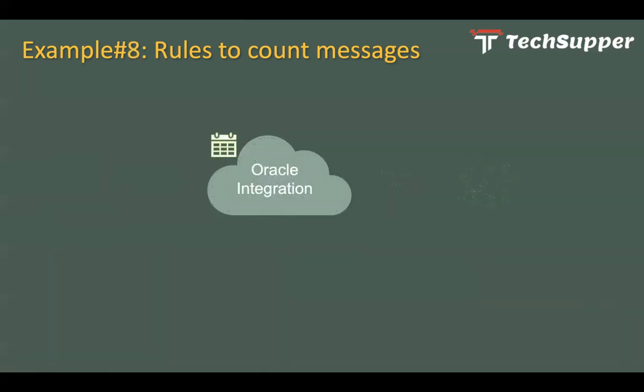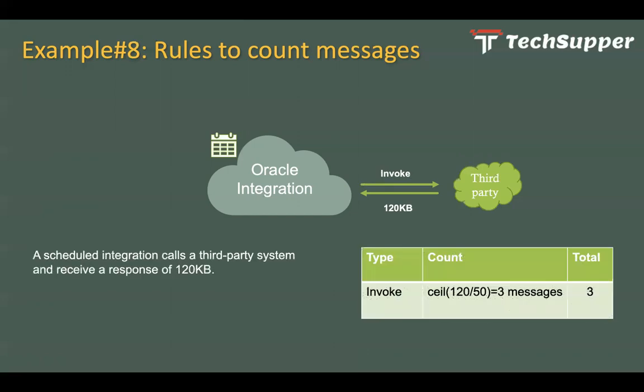Here, another example. Let's suppose you are calling that third party system from your scheduled integration, and in this case you are getting a 120 KB payload. Now here, how many messages? Here, 3 messages, because the payload which you are receiving is going beyond the 50 KB. If you do 120 divided by 50, you will get 3, and in total 3 messages.